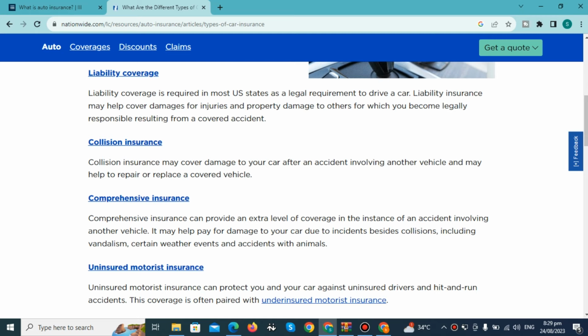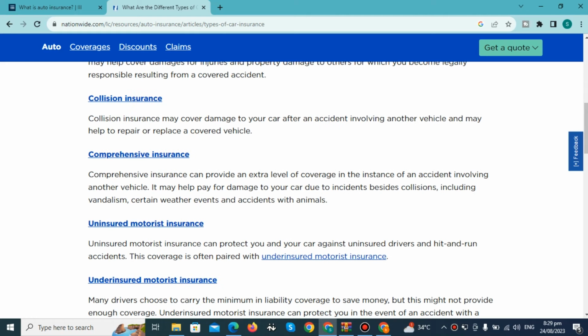Comprehensive insurance can provide an extra level of coverage beyond an accident involving another vehicle. It may help pay for damage to your car due to incidents besides collisions, including vandalism, certain weather events, and accidents with animals.